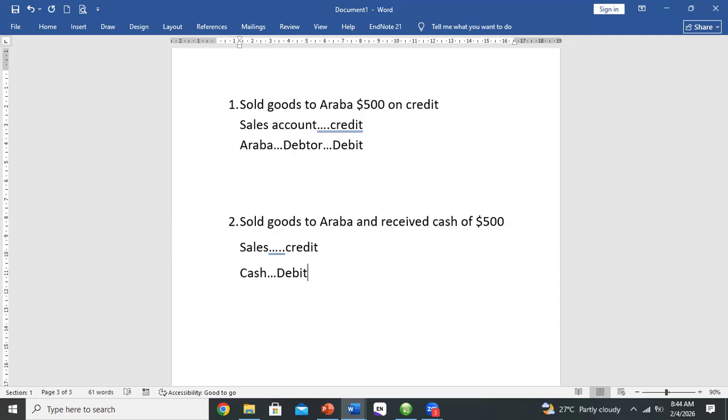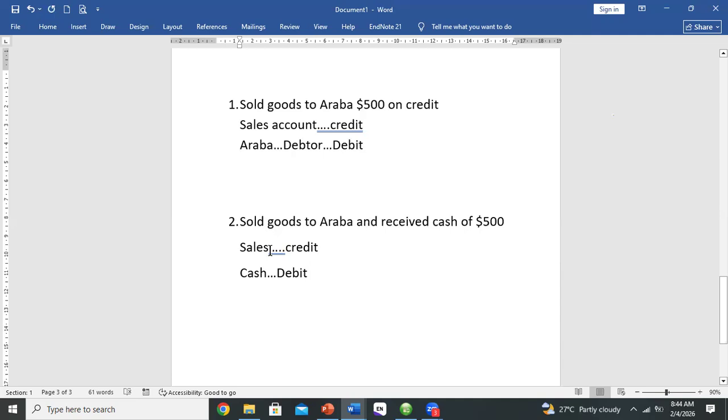Thank you. So you see, when you are dealing with transactions and you have the names of the customers involved, the customers become relevant only when they do not settle the account. Where you receive your money, it's now between sales and the money you received, and not the person. So we only acknowledge the customers when they become debtors. That is why in this transaction, Araba was nowhere considered in our books. So it's our sales and our cash.